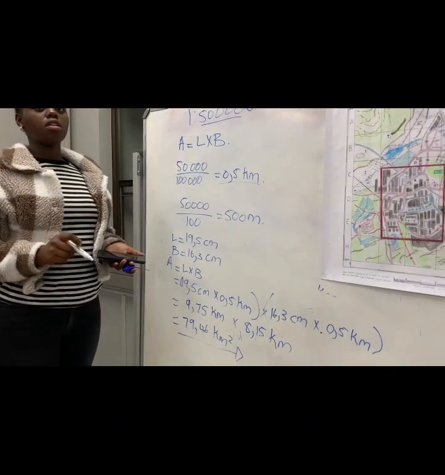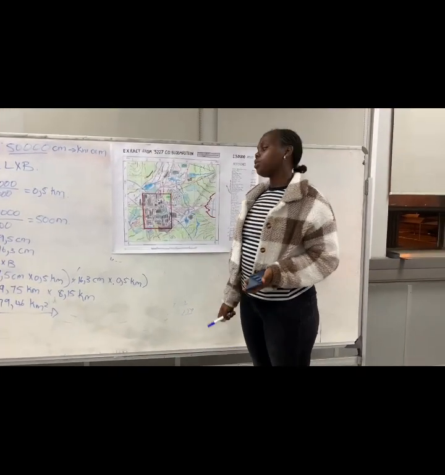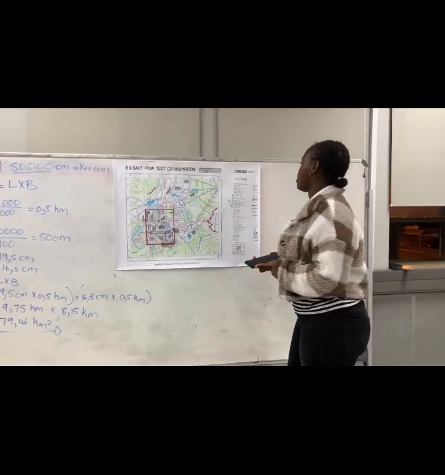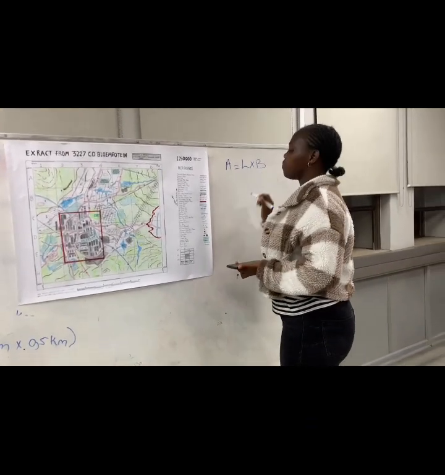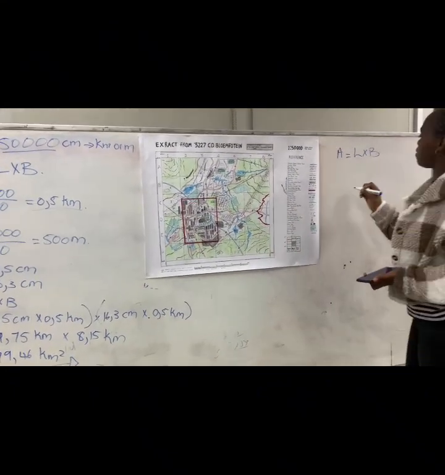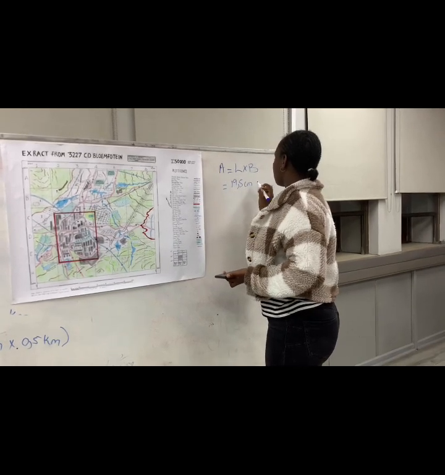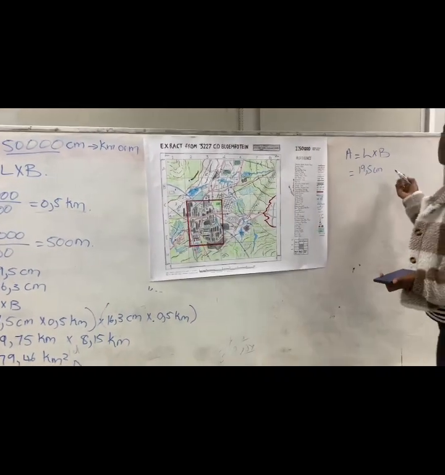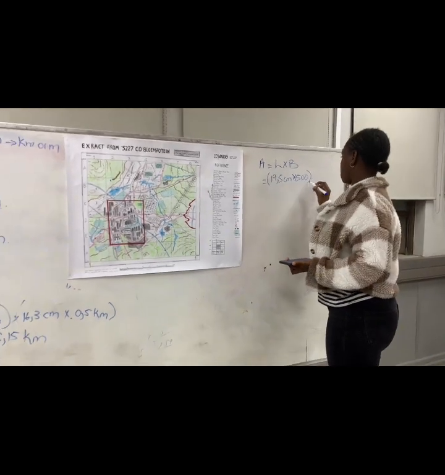Now we'll move on to the meters calculation. For the meters calculation, we're going to use the same units that we got for our length and for our breadth. So we're going to say area is equal to length times breadth. So our length that we got from the demarcated area is 19.5 centimeters. Now we're going to use the 500 meters scale. So we're going to multiply this by 500. Then we close our brackets.